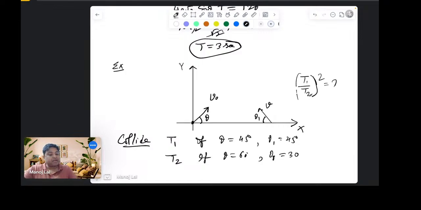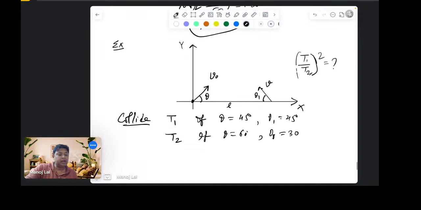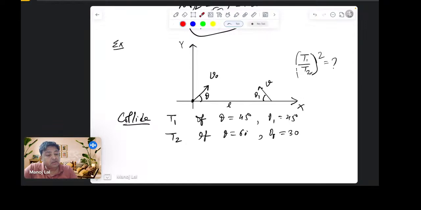Okay. And given the initial distance between them is, say, L. Again, you can apply the velocity approach. So this is the line of sight, right? There is no acceleration, so velocity will not change. So the velocity of approach will be constant. And since they collide also, what will the velocity of approach be?